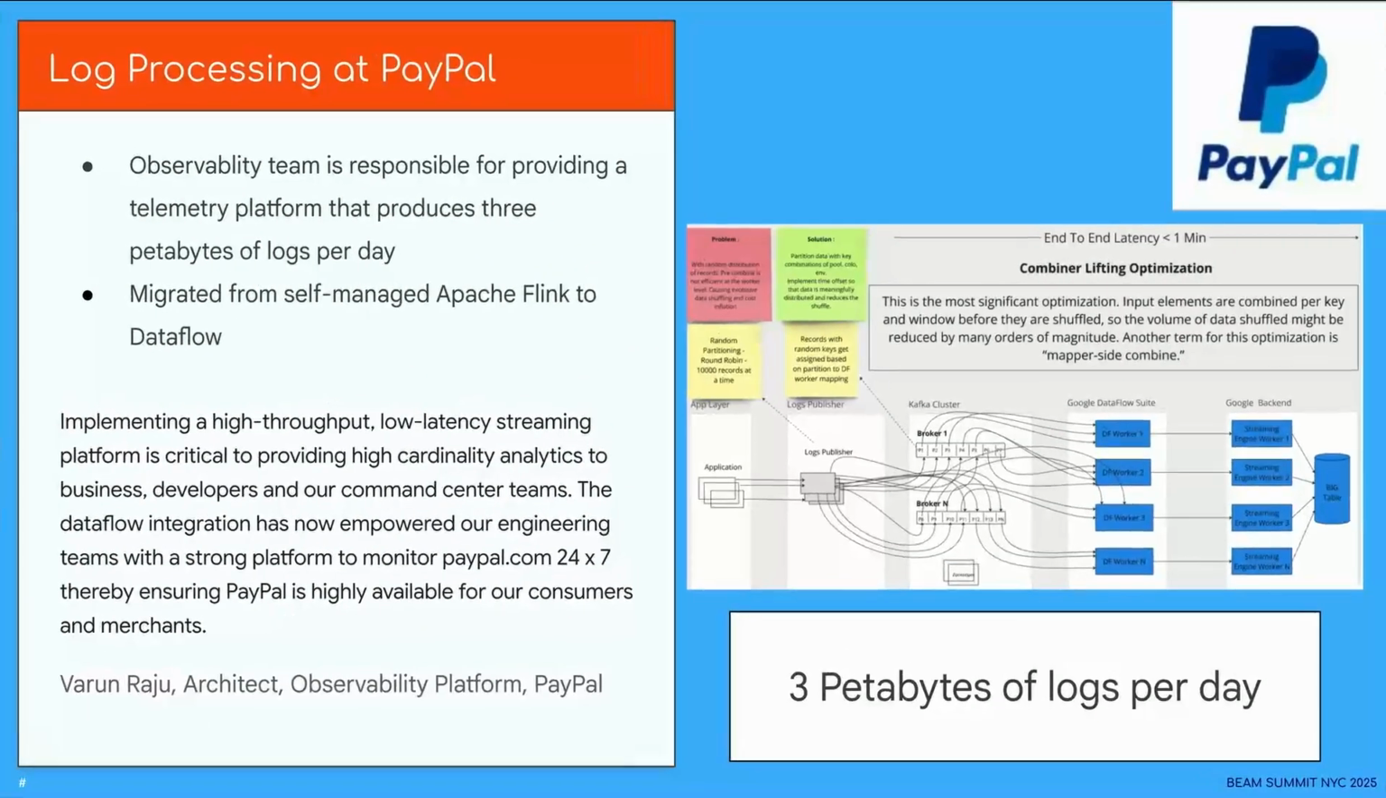Another example, PayPal. They rebuilt their entire observability platform using a combination of Dataflow and Bigtable. They were on Flink and then moved that over to Dataflow because it was really letting them get out of the business of managing Flink. And they are now doing about 3 petabytes of logs per day, and all of that comes from Dataflow back into Bigtable, which is their historical store there.